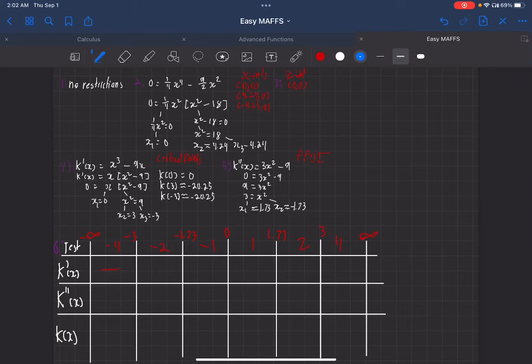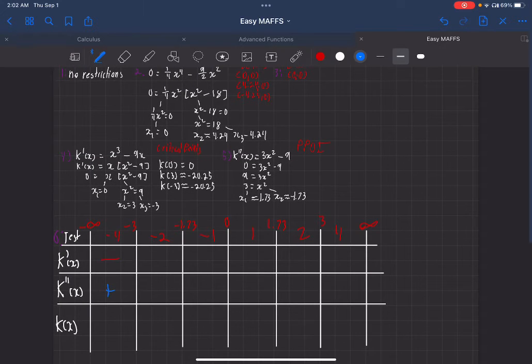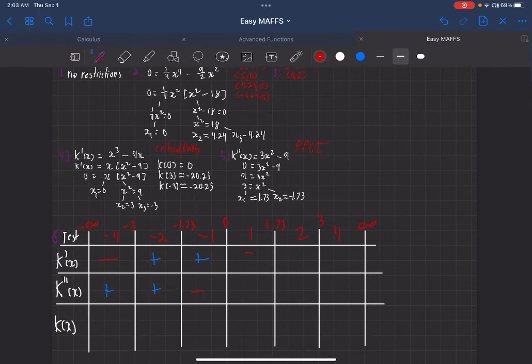And now let's do the second derivative. So our second derivative is over here. So 3 times negative 4 to the power 2 minus 9. And we get 39. Again, we don't care about the value, we only care about the sign. And I'm going to let you guys do the rest of this table. I don't really feel like plugging all these values into my calculator, so I'm going to solve these really quick. So positive, positive, positive, negative, negative, negative, negative, positive, and positive, positive.